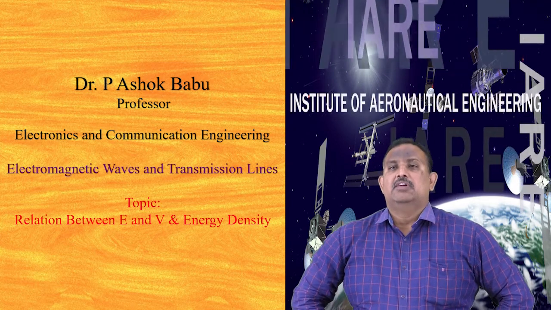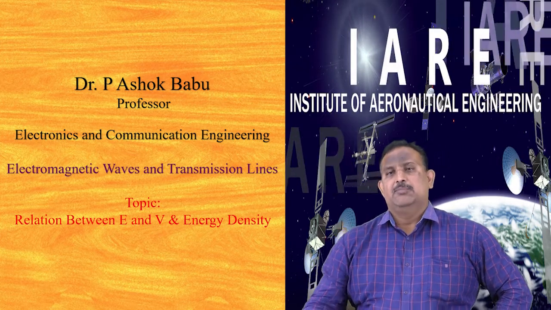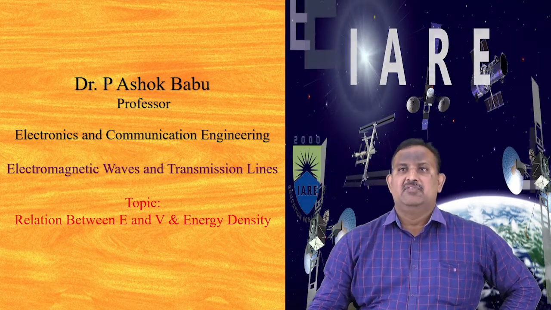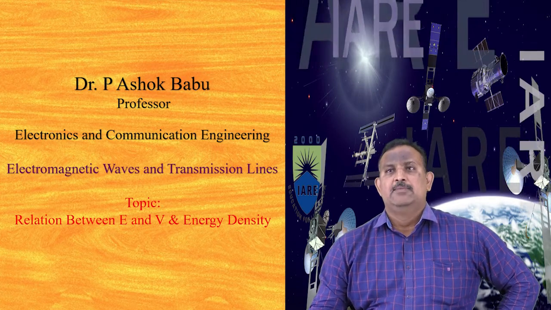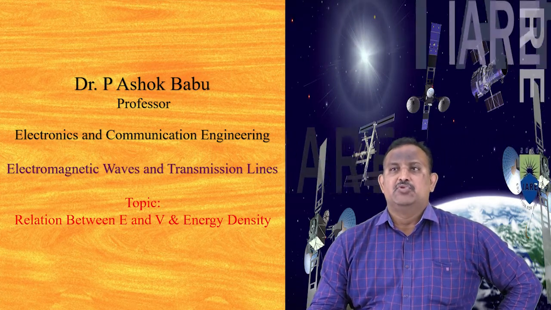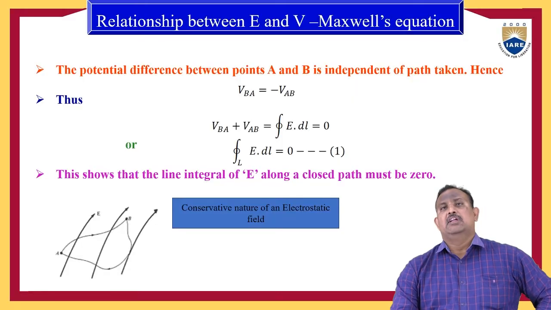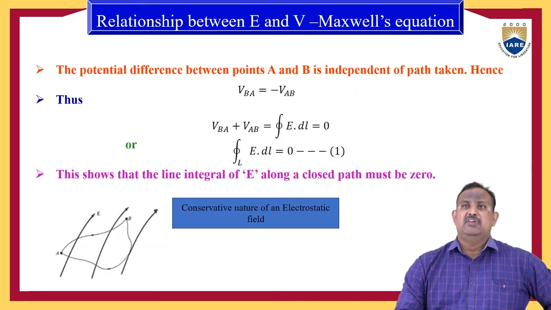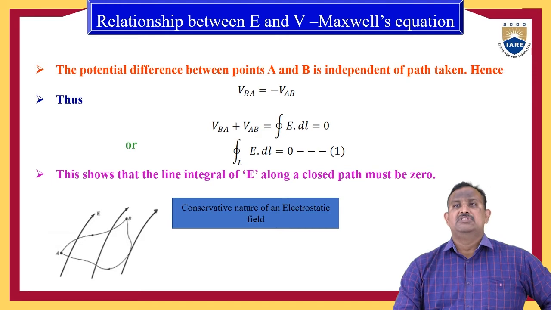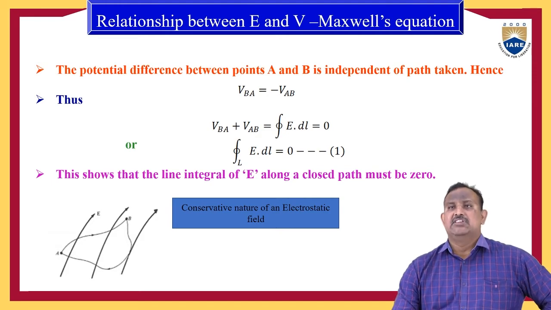In this video, I'm going to discuss the relation between electric field intensity and potential. Then I'm going to discuss the energy density. First of all, I'll discuss the relation between electric field intensity E and potential V, which is also known as a Maxwell's equation.